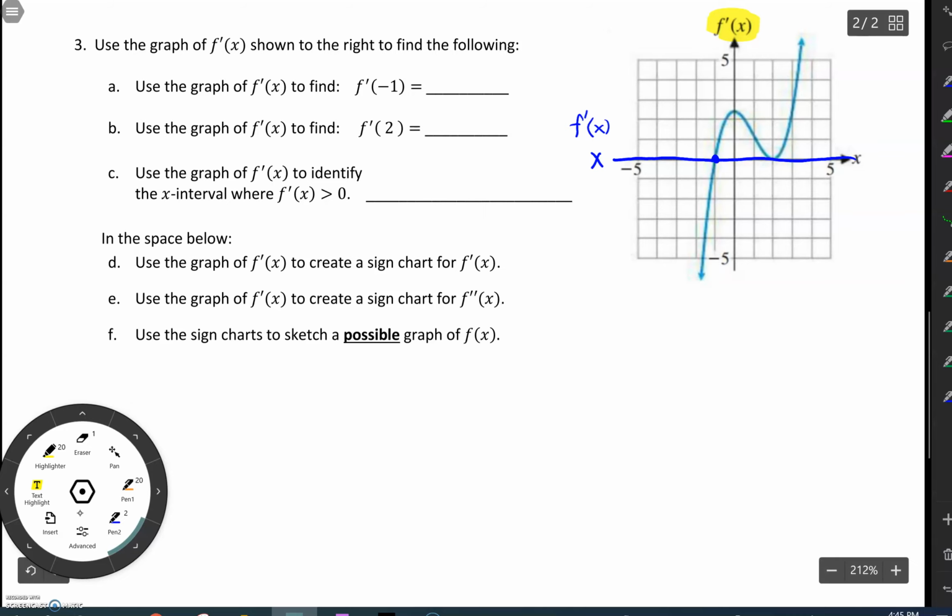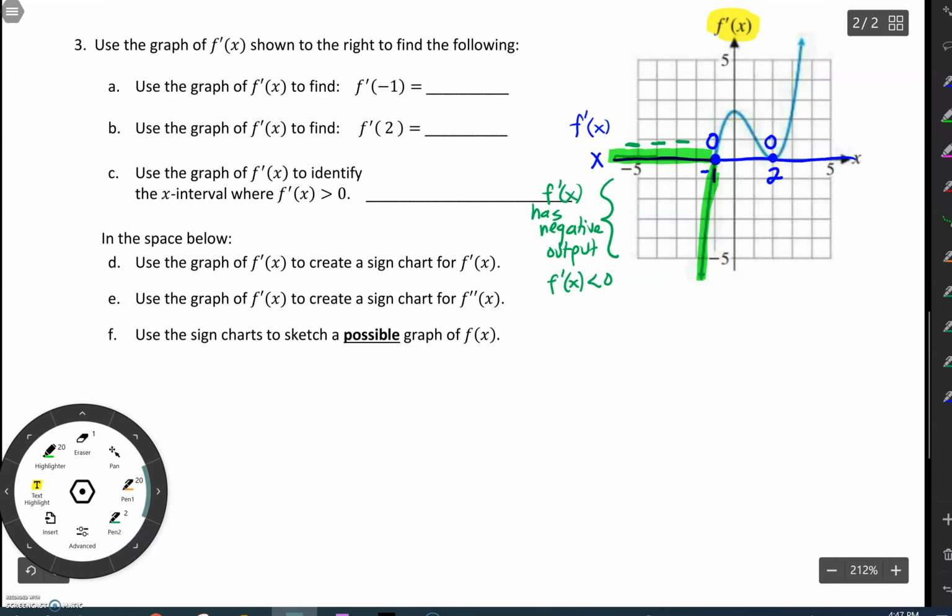So I can see the graph hits 0 here when x is -1, and again here when x is 2. So the height of the graph is 0 at those 2 points, and those points become the partition numbers of the f prime sign chart. And then this region of my sign chart that goes from -infinity until I hit -1, those inputs create these outputs of my graph that fall below the x-axis. So I'll indicate that by putting negatives along that region of my sign chart.